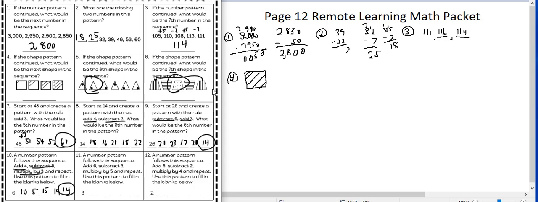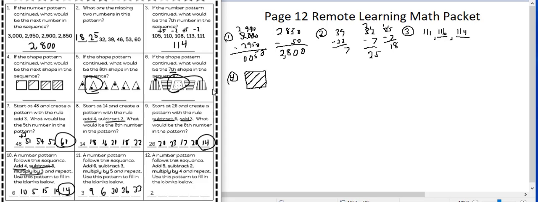Number 11, a number pattern follows this sequence: add 6, subtract 3, multiply by 5. All right, so 3, add 6, 9. Subtract 3, 6. Multiply by 5, 30. Add 6. Subtract 3. There we go. And 33, well, we're just filling in the blanks on this one. My bad. And we just needed to fill in the blanks on this one too.